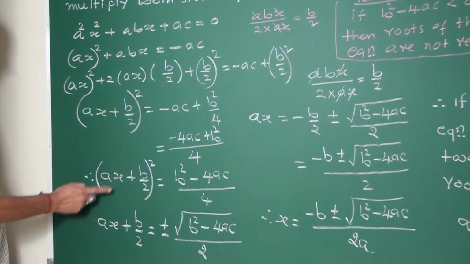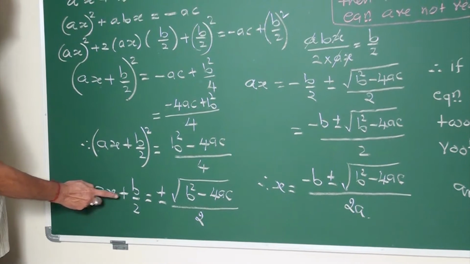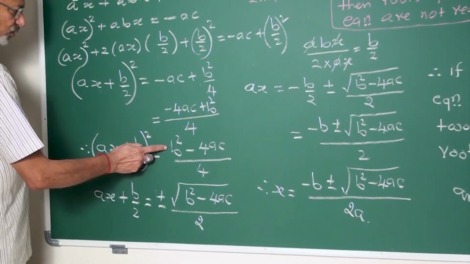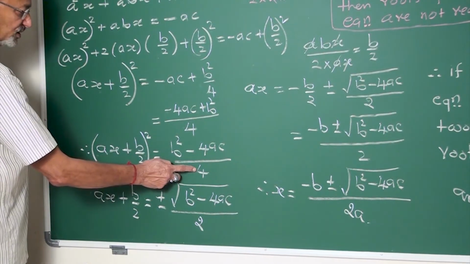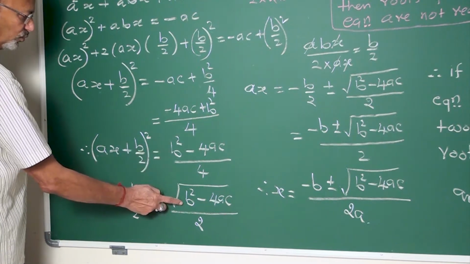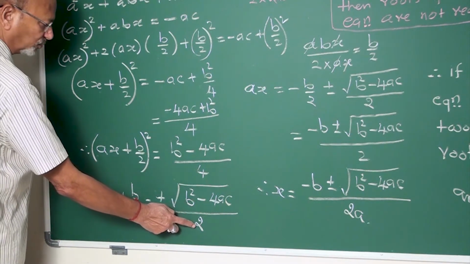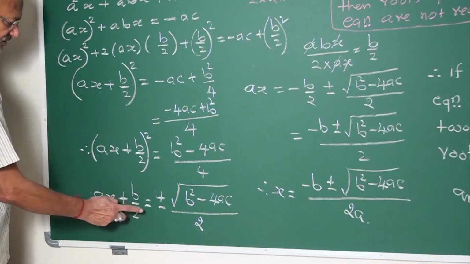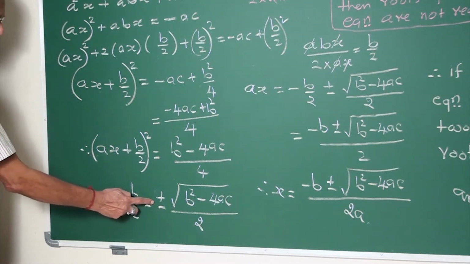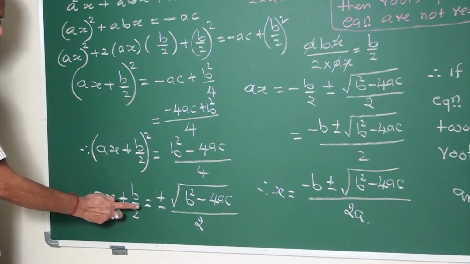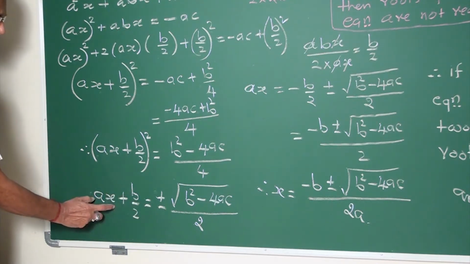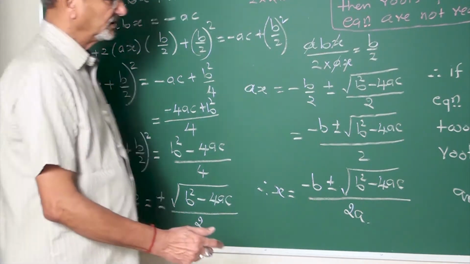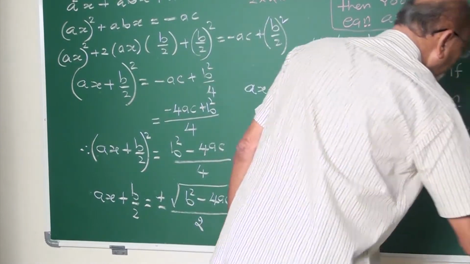Take the square root. Plus minus square root of the numerator upon square root of the denominator. Square root of 4 is what? 2. I have taken plus minus. Shift B by 2 to the RHS. So AX equals, what is this? It is minus B by 2.